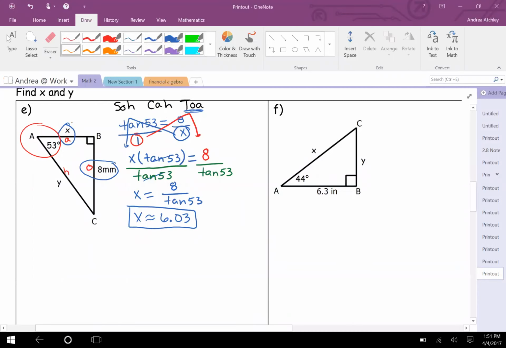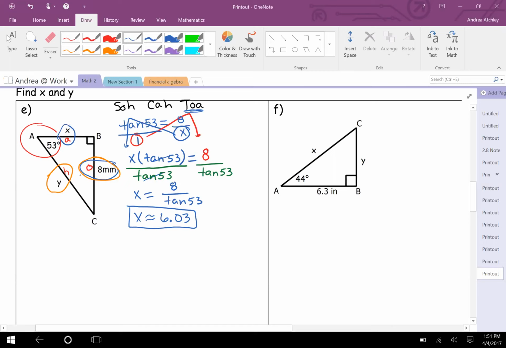So to find the y, we need to use the hypotenuse, not that one, and the 8. So we want to have the hypotenuse and then the number that they gave us. You don't want to use the number that you found, because what if that number's wrong? Or because we rounded, it'll be off. So you always want to go back to the original number that they gave you of 8.